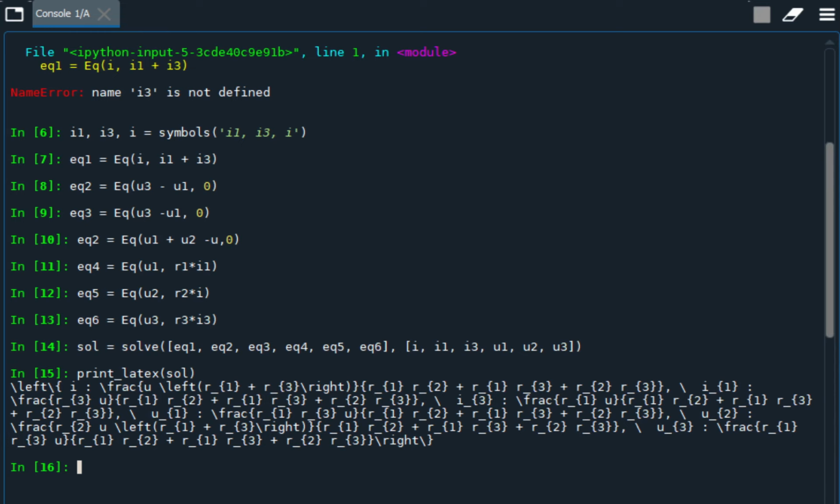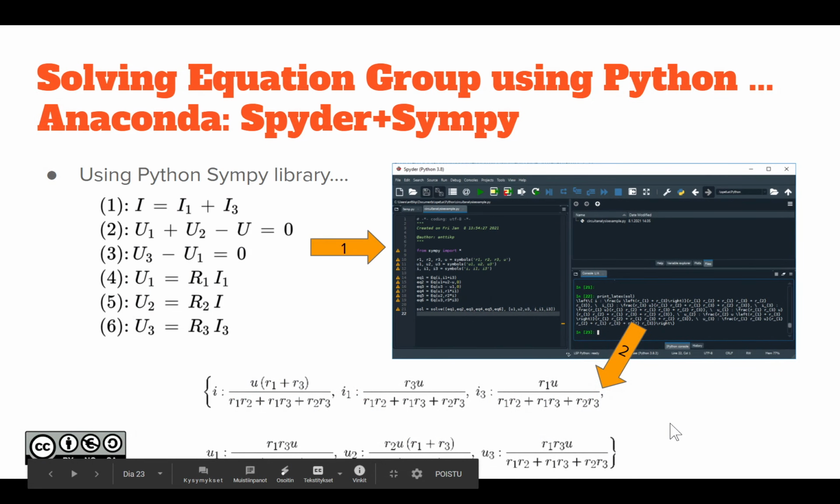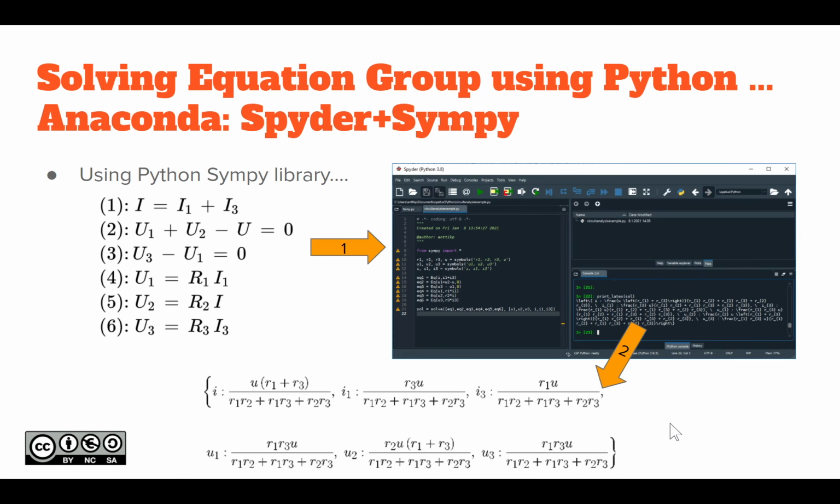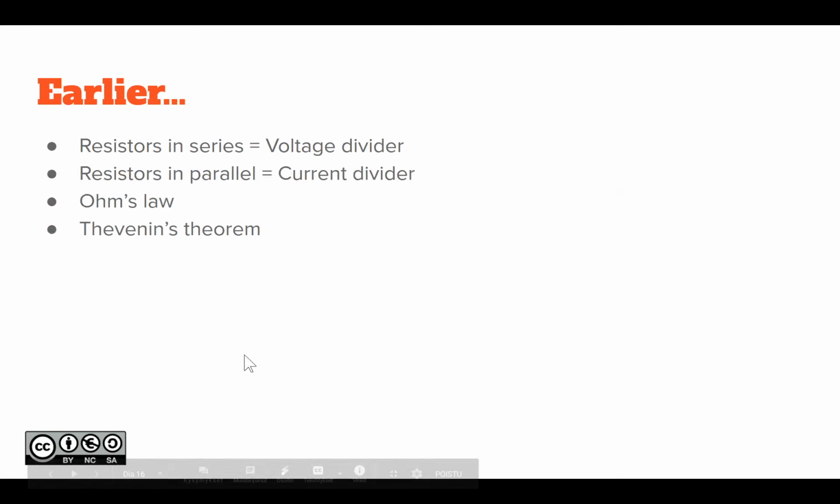And if you want to read it in nice format, you need to use some mathematics editor, put it there. It will give you the answer for I1, I3, U1, U2, U3. All of them are there. Okay, so practically this circuit analysis, it's not really big science. It's really just plain old engineering.